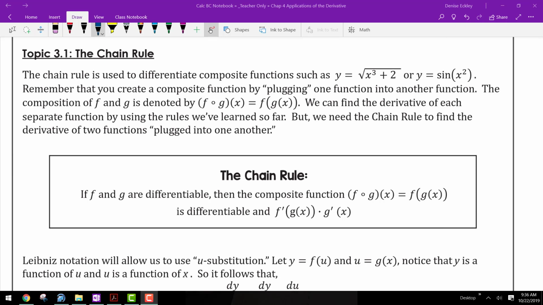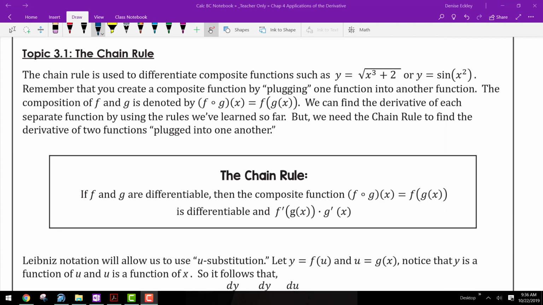This is Unit 3, Lesson 1, the chain rule. This is another differentiation rule that is very useful, and it works with composition of functions. A lot of times a function isn't just y equals the square root of x, or a polynomial, or y equals sine x. There's usually more involved, so it looks like a composition of functions, something like y equals the square root of x cubed plus 2, or y equals sine x squared.